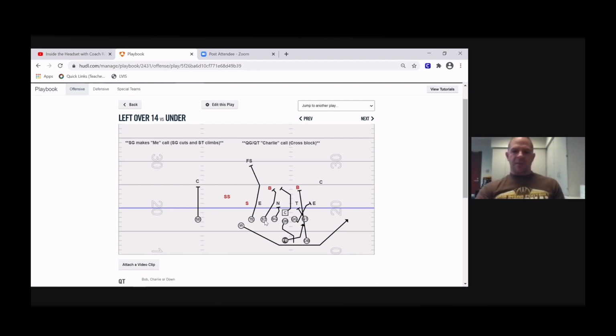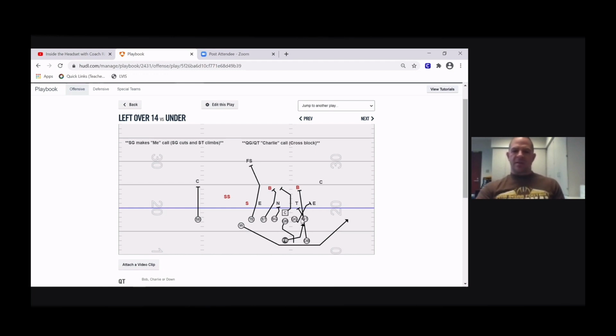Okay, so left tells the strong side to go over here. So they're making that me and you call. Okay, the strong guard, now he's got somebody to cut if they're scooping to the play side. So the strong guard would be saying, me. And the strong tackle knows that he's now climbing to cut off a backer.